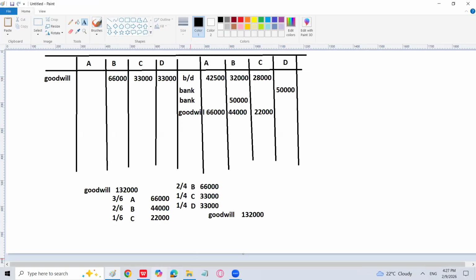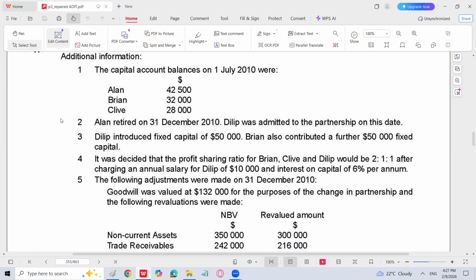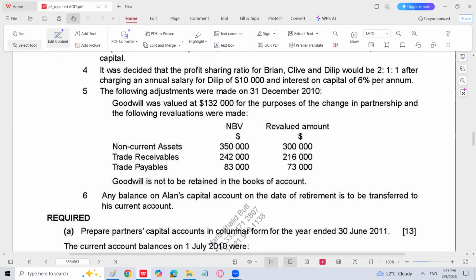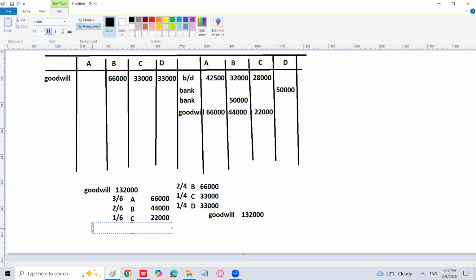Now we are going for the revaluation because there are certain revaluations going on at the time of partnership change. After 6 months, we are going for a partnership change. One person is going to retire, Ellen, and Dilip is going to be admitted into the partnership business. So let's see. Non-current assets are going to be revalued downward. So I will pass the entry just for your sake. Revaluation is going to be debited with 50,000 and non-current asset is going to be credited with 50,000.